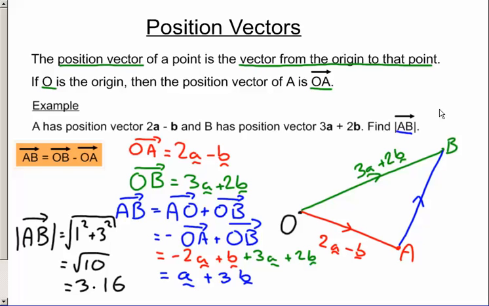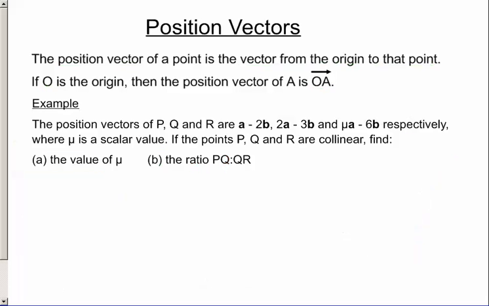Now let's look at a second example. In the second example, we're given the position vectors of P, Q, and R, but R is given as mu a minus 6b. We don't know what the multiple of a is. Mu is some scalar number. We're told that P, Q, and R are collinear, so they're all in a straight line. And first of all, we're asked to find the value of mu.